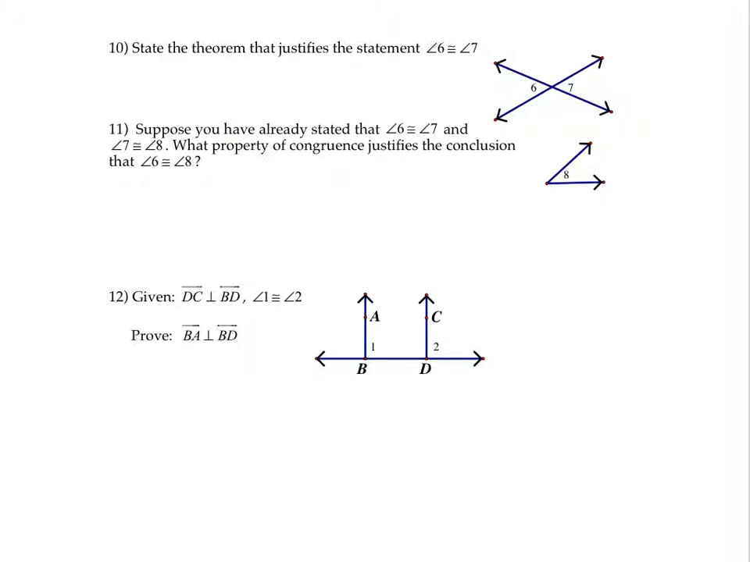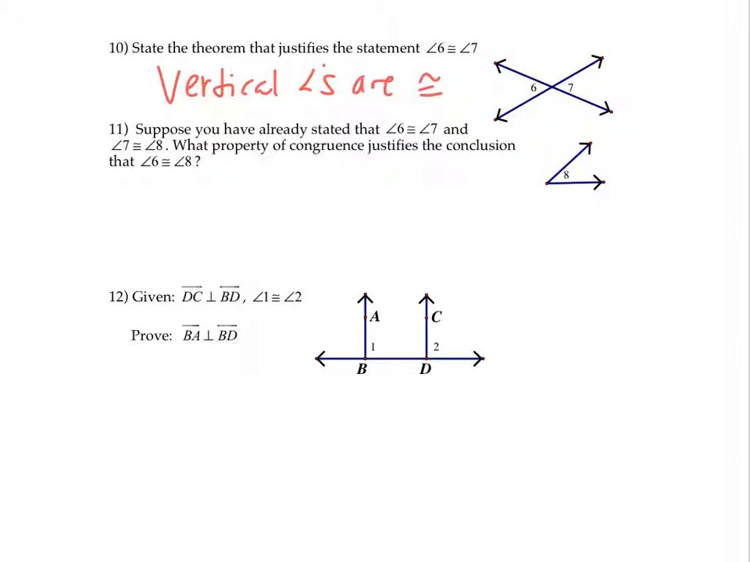Okay, number 10 is to state the theorem that justifies angle 6 congruent to angle 7. Very simply put, vertical angles are congruent. Not definition of vertical angles, don't write that anywhere ever. Vertical angles are congruent.